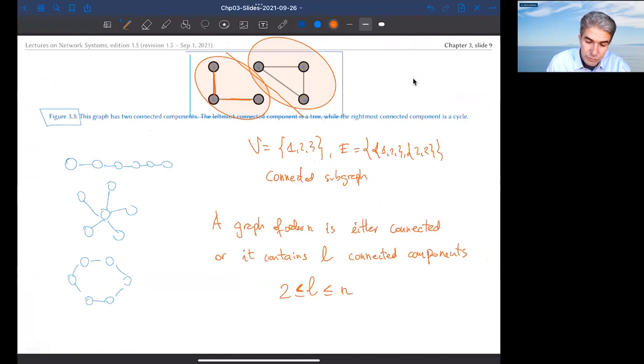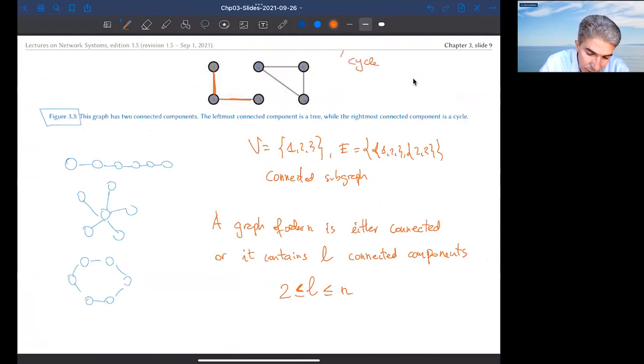Now, I need to give you one more definition. An undirected graph may contain a cycle. An undirected cycle is a simple path, which is to say no node is repeated, where the first node is equal to the last node, so it's closed. But there's one more property that is required: length 3 or more.